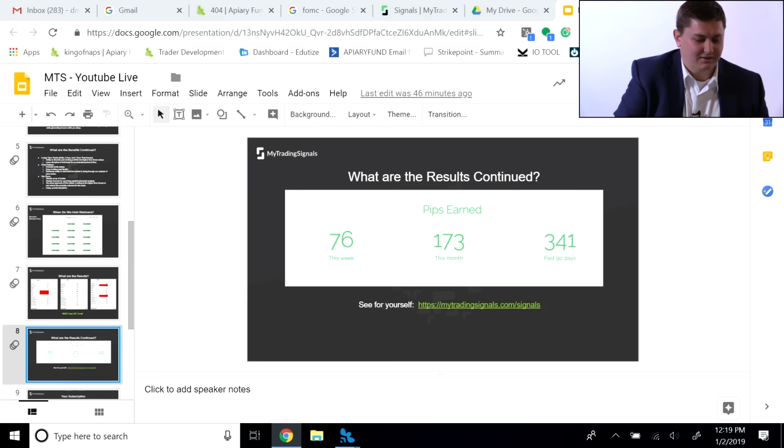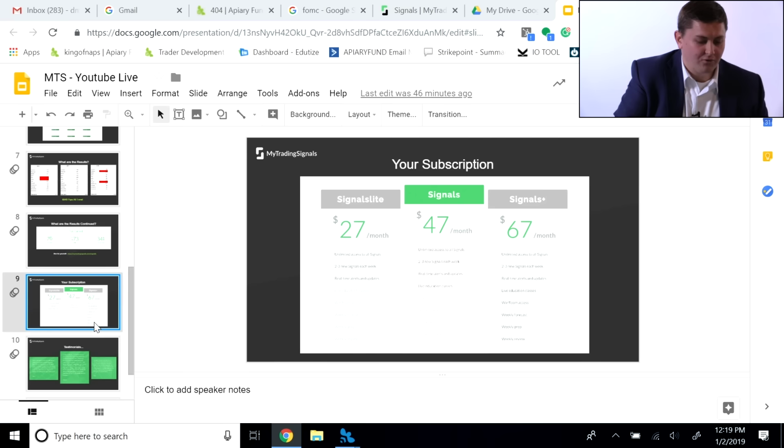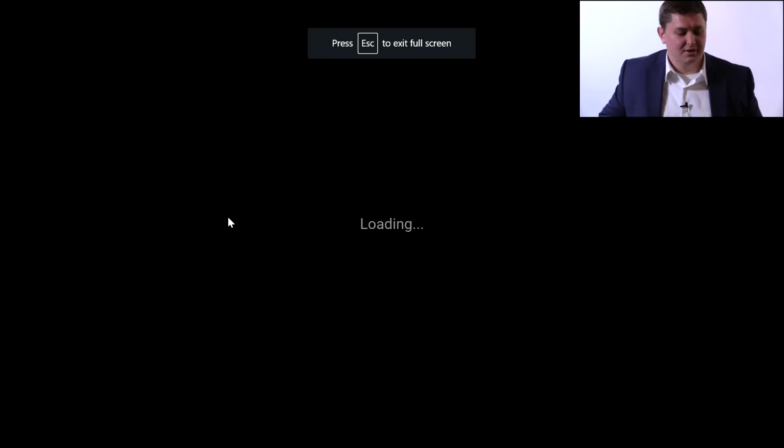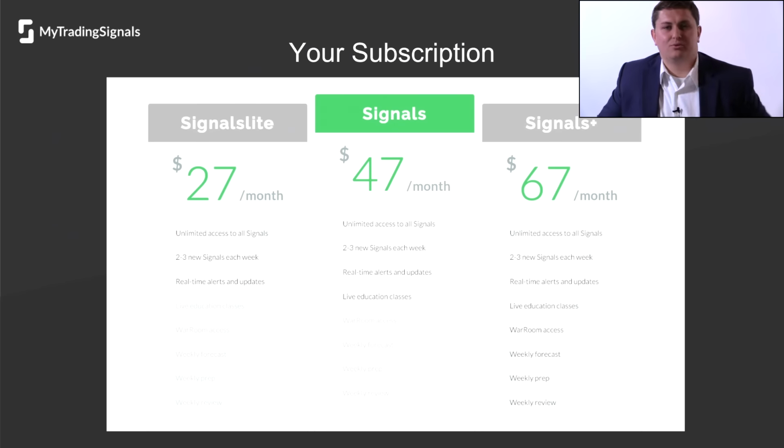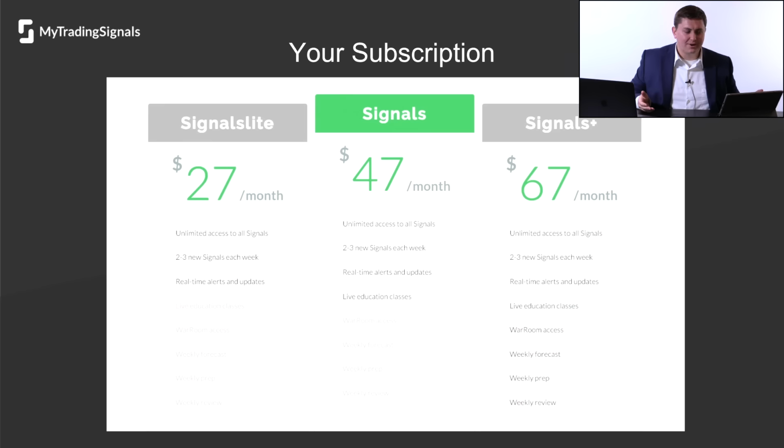Now, going back to the slides here, I want to go over the different subscriptions. Okay, many of you probably have questions about this. So turning our attention to the screen here, you can see that we have 3 different subscriptions. We have Signals Lite, which is $27 a month, Signals for $47 a month, and we have Signals Plus for $67 a month. Okay, now each one includes different things.